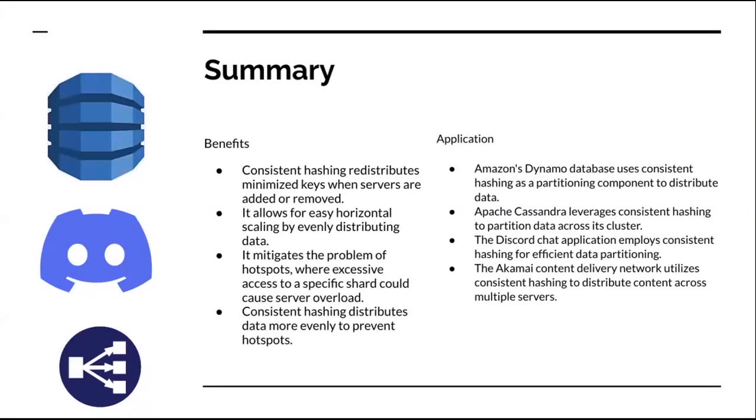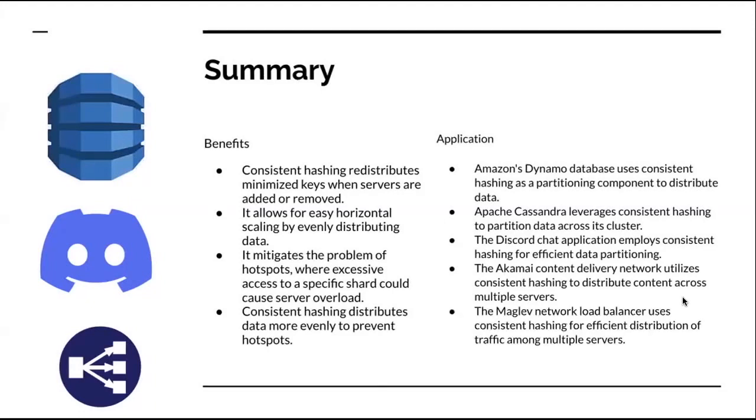Then the Akamai Content Delivery Network utilizes consistent hashing to distribute content across multiple servers. And the last application we can see is that the Maglev Network Load Balancer also uses consistent hashing for efficient distribution of traffic among multiple servers. So that is pretty much the summary of consistent hashing.